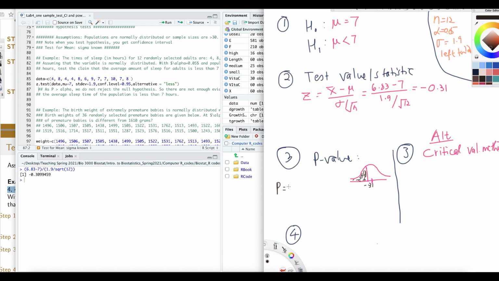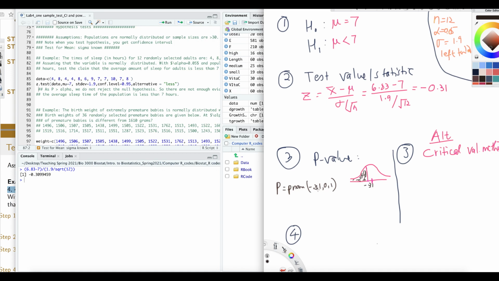What we do is we do pnorm, right? pnorm, and then the number that you want to find the area left of, that is negative 0.31, and then the mean is... What is the population mean? Oh, by the way, you don't have to use the population mean here. This is 0, 1, right? You should do 0, 1.